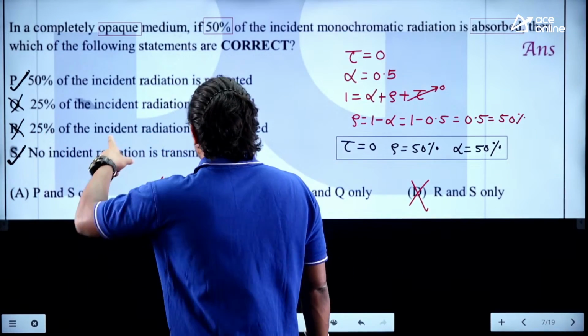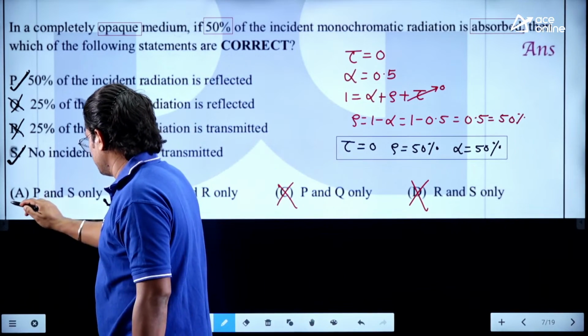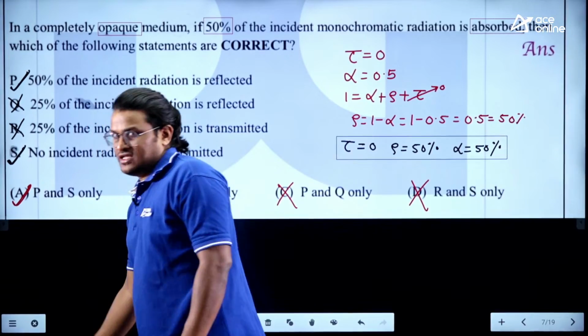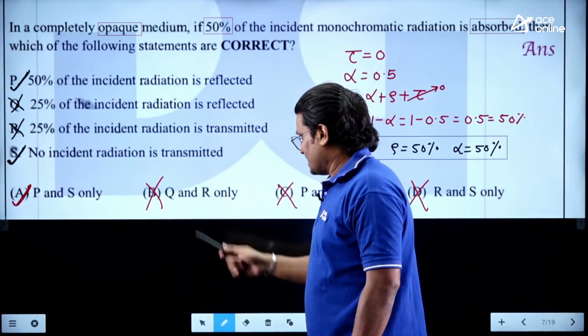P and Q, 25% radiation reflected. No, this is also not there. So you should go for option A: P and S only. So that is the thing.